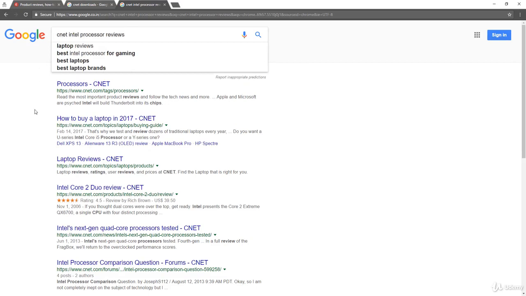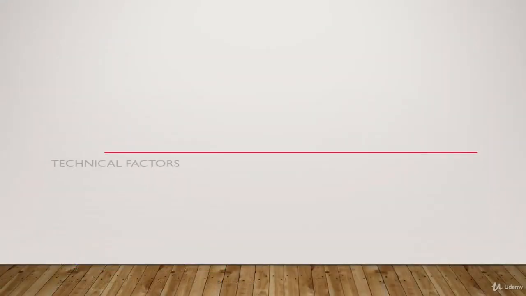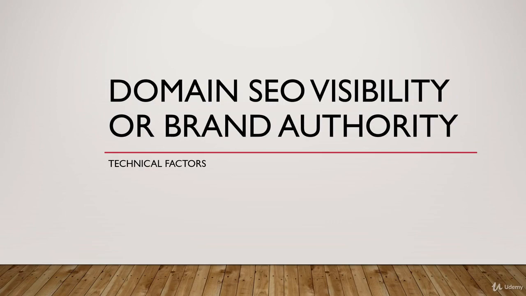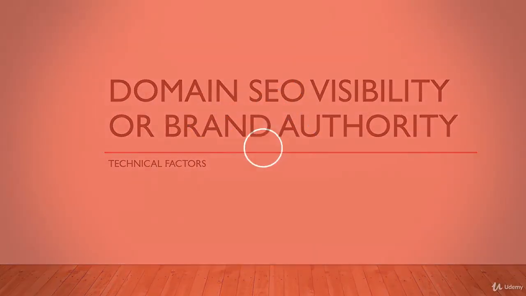it increases the domain SEO visibility score or domain authority score for that particular domain. That in turn increases the ranking of the CNET website for keywords such as Intel processor reviews. So now you could have understood what is the meaning of domain SEO visibility or domain authority.